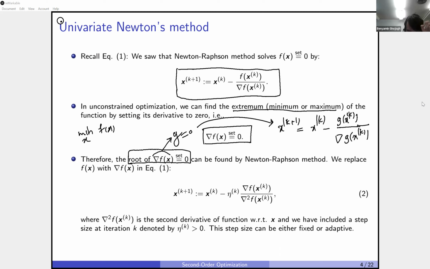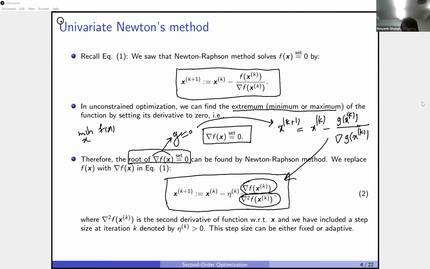Now replace g with the gradient of f. Then you will get this. So g is the gradient of f. The gradient of g is the gradient of the gradient of f, so it's the second derivative of f. Therefore, we'll have this. And this is Newton's method for solving this unconstrained optimization problem.